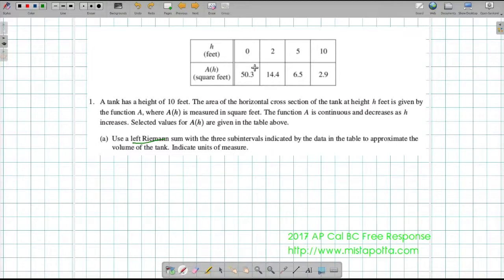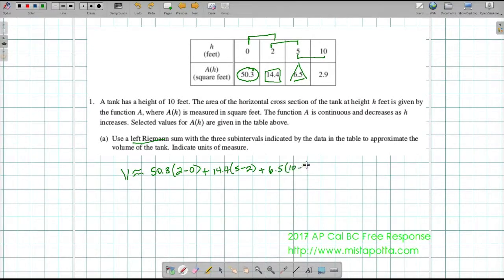So what's happening is my height for my first rectangle is going to be given by this 50.3, and the base of my rectangle goes from 0 to 2. So I can say that my volume is approximately equal to 50.3 times 2 minus 0. And then I can add this next rectangle, which will have a height of 14.4 and a base which goes from 2 to 5. So 14.4 times 5 minus 2. And then my third rectangle has a height of 6.5, and it's going to go from 5 to 10. So 6.5 times 10 minus 5.